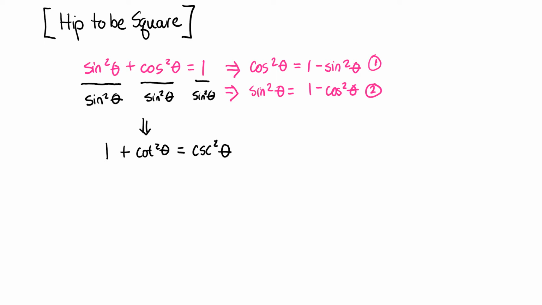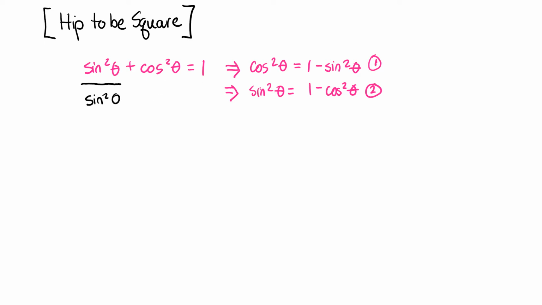Now, obviously, we can do the same exercises here. We can subtract cotangent squared from both sides and get 1 equals cosecant squared minus cotangent squared. Or we can subtract 1 from both sides and get cotangent squared equals cosecant squared minus 1. That is just one way we can use this original identity to derive a new identity.